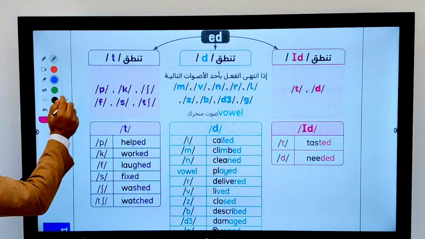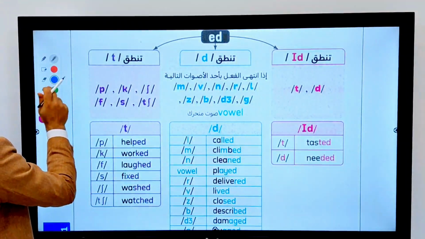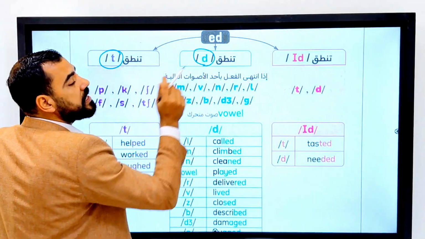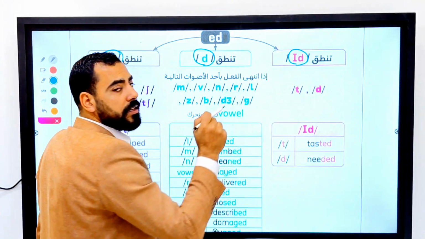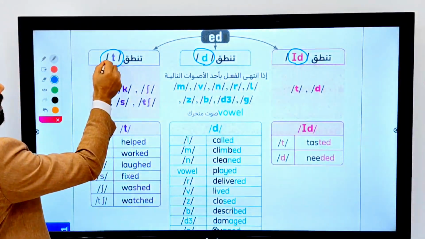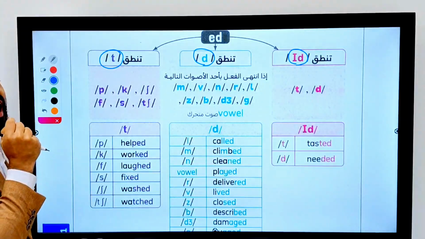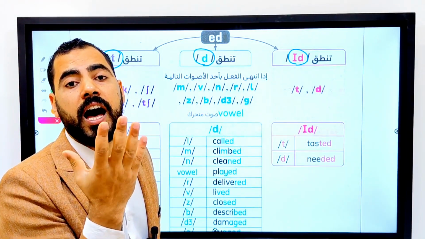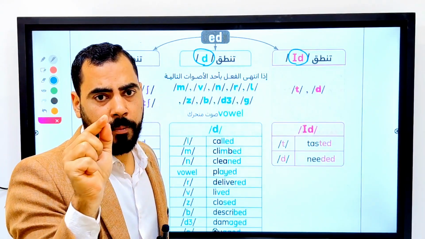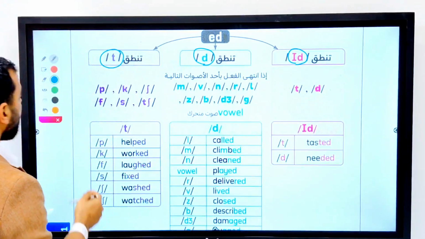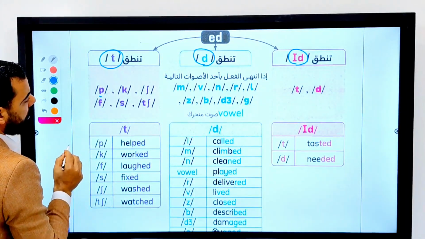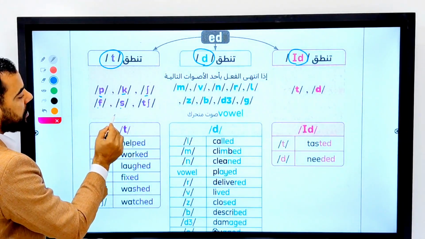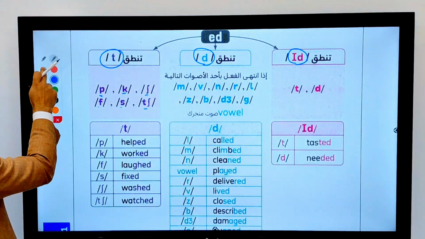Yes, -ed. Sometimes we pronounce it t, sometimes we pronounce it d, and sometimes we pronounce it id. So let's find out when we pronounce it t. The t is aspirated. You release a lot of air outside of your mouth, not like the Arabic te. For example, if the verb ends in p, sh, or s.